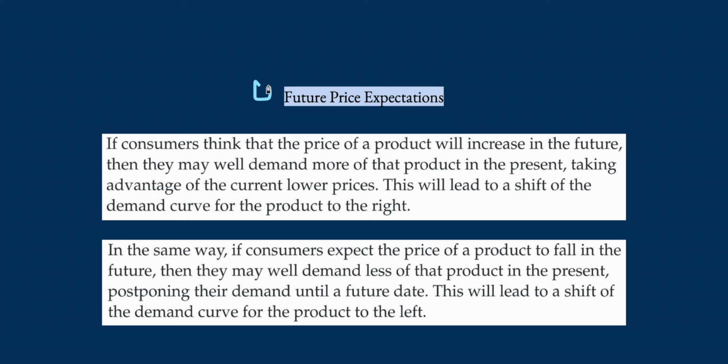Number 4, we're going to be looking at a little bit of investment in this one. This is future price expectations and what you would do with that. So generally speaking, if consumers think that the price of a product will increase in the future, then they may well demand more of that product in the present, taking advantage of the current lower prices. This will lead to a shift of the demand curve for the product to the right. Now, because we've seen the demand curve so many times, we don't really need a detailed illustration, but by now this should basically be memorized. When you increase demand, it shifts to the right or up.